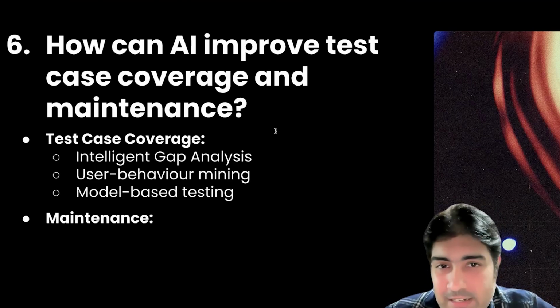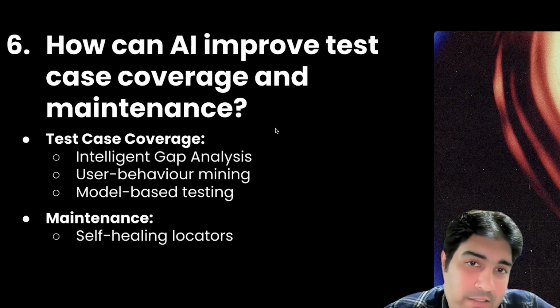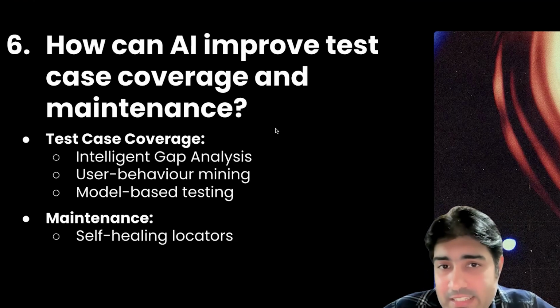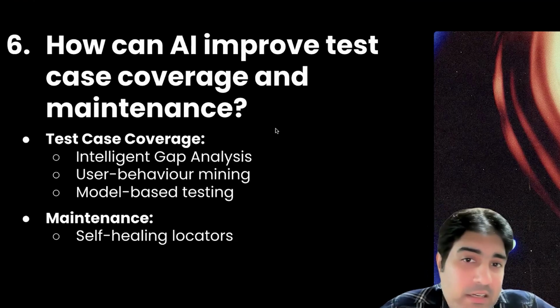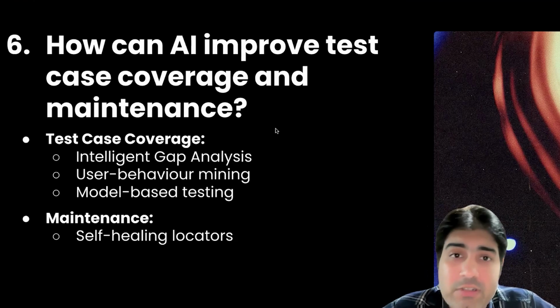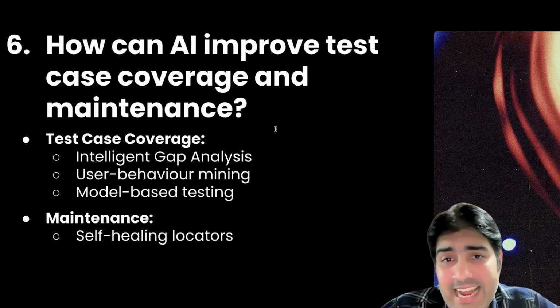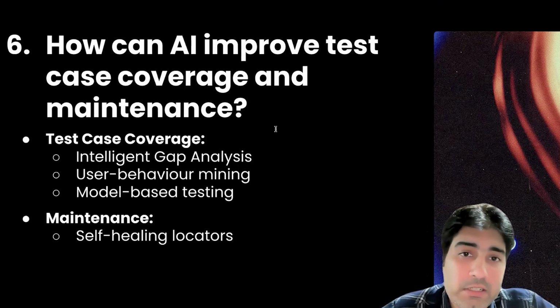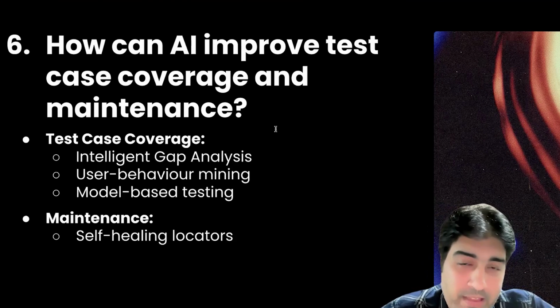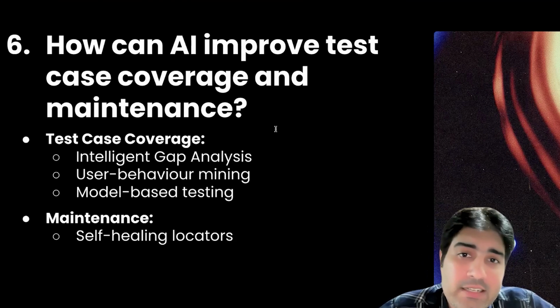And when we talk about maintenance, we have self-healing locators. AI can detect UI changes and automatically update those selectors in your automation scripts without manual intervention. For example, if a button's ID changes from #submit to #confirmBtn, AI can infer from context that it's the same element and update the locator.